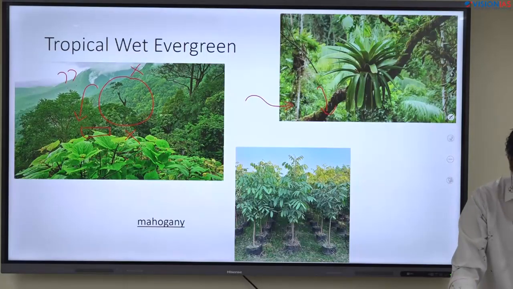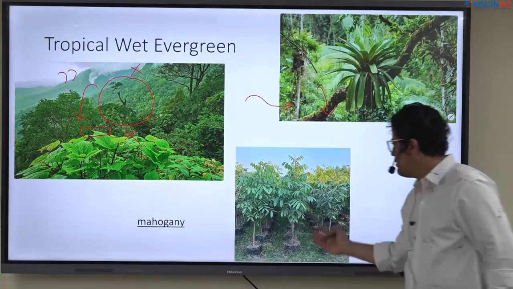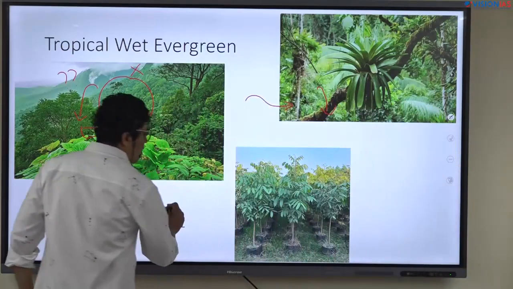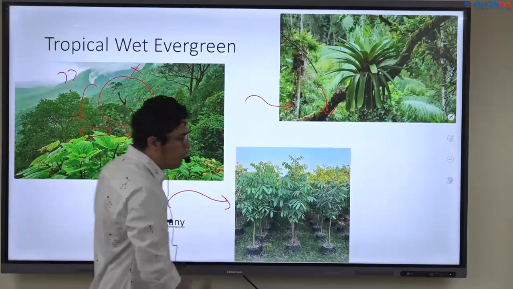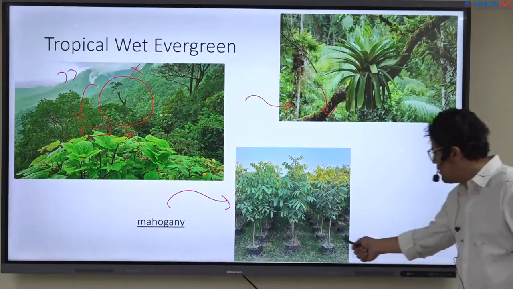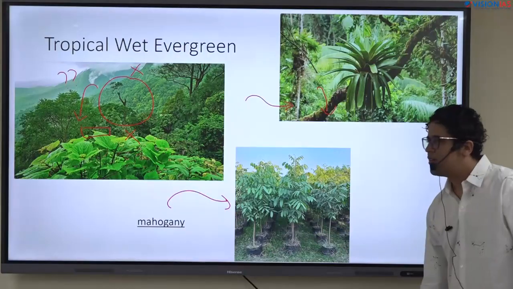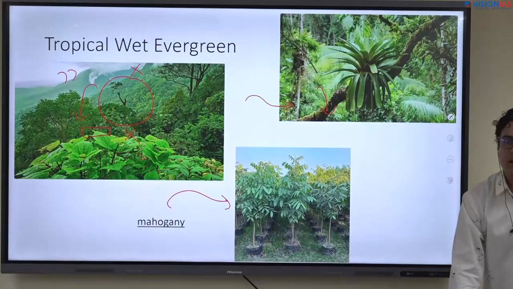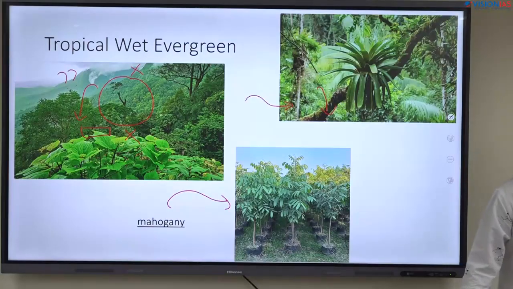Then the names of some species are written. You can remember the first two, the name starts with M for both of them. These are the major species. You can see this is a mahogany tree ready to be planted in a forest. These are nursery beds in which these trees are grown and then they can be planted. So mahogany is the major species that you will find in this particular forest.